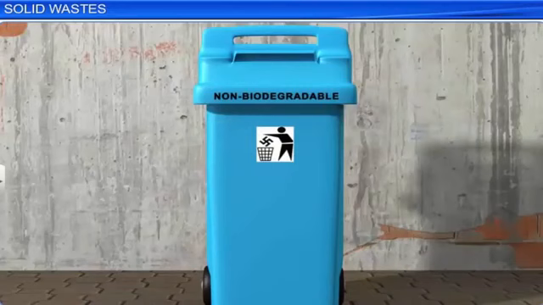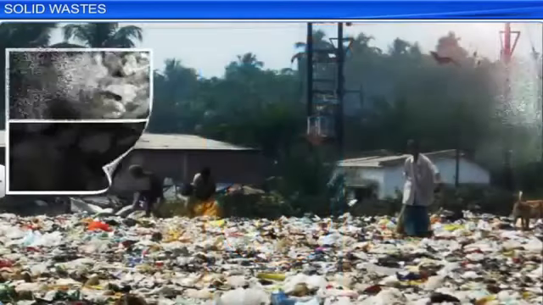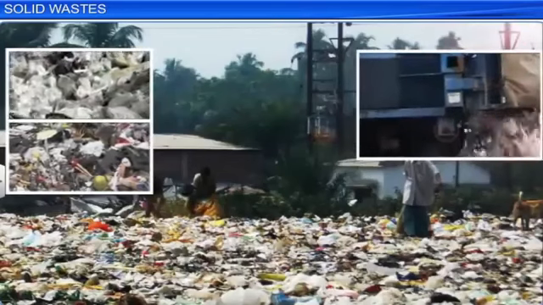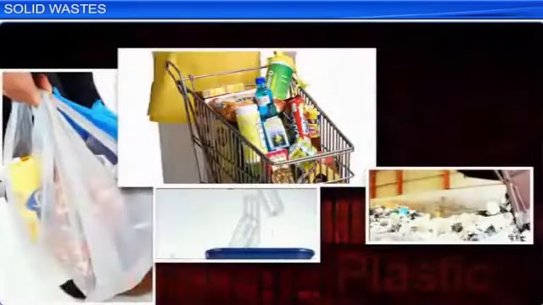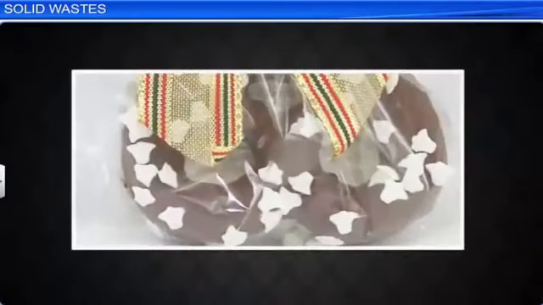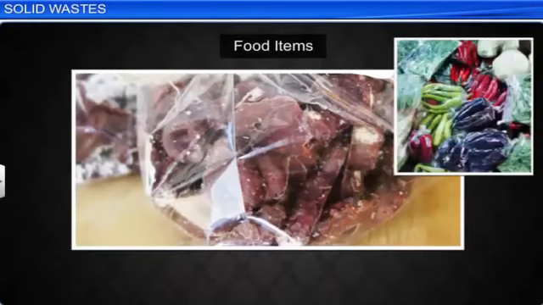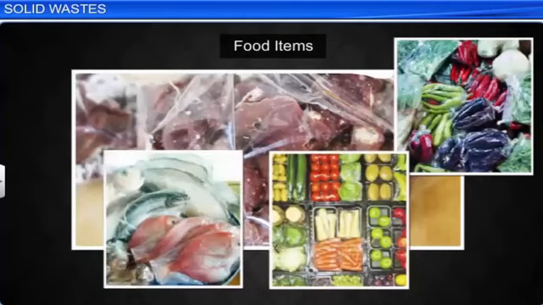In fact, plastic is one of the main components of municipal solid waste, as its use in packaging has increased tremendously in the last few years. For instance, this chocolate is wrapped in 2 protective layers of plastic. Similarly, most food items are packaged in multiple layers of plastic.